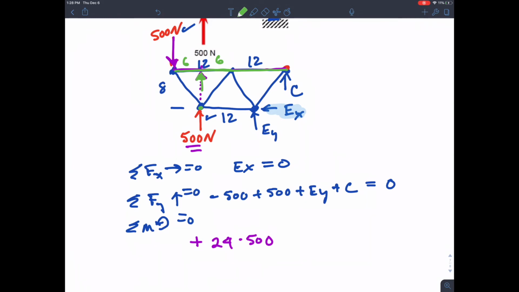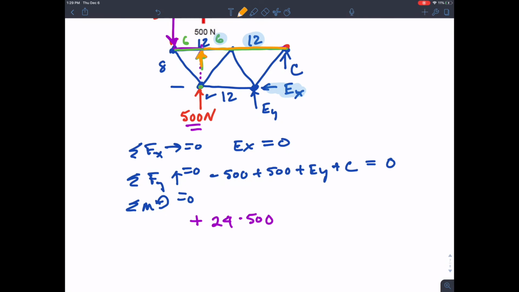And so we can get this total length. That would be 6 plus 12, for this moment arm, shown in orange, okay, with this force, okay? That would cause a clockwise rotation, which we put as negative, so minus 18 times 500 would be the moment generated by the second 500 Newton force. Okay, we know Ex is 0, so next we look at the moment from Ey.